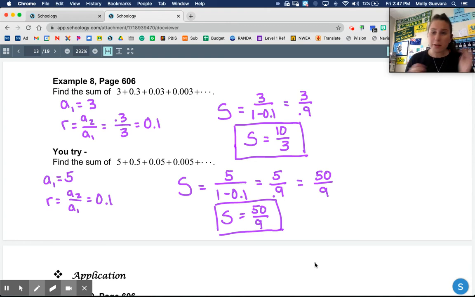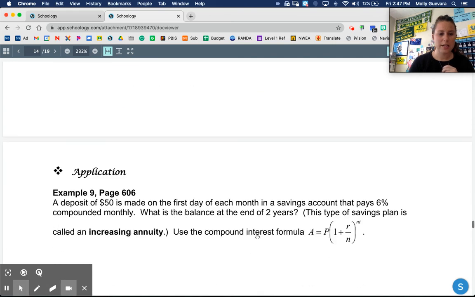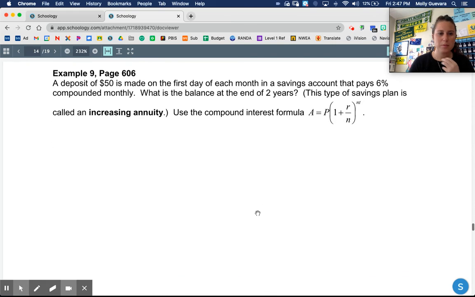All right, so hopefully we're feeling good about that. We just have 2 word problems and then we're done. And so these are just our application problems on how we can use some of these ideas.